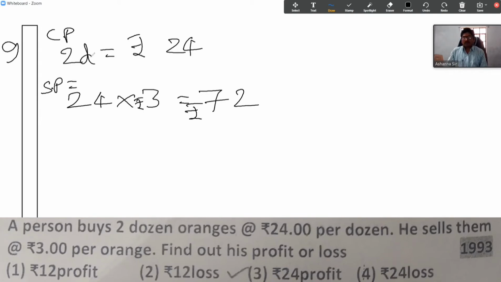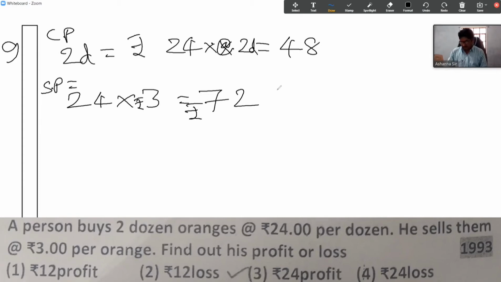So here, at the rate of a dozen, 24 rupees. So 2 dozens, 24 into 2, 24 twos are 48.